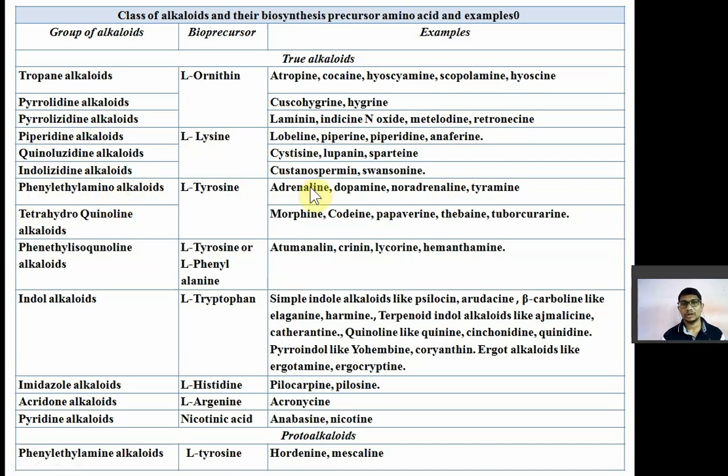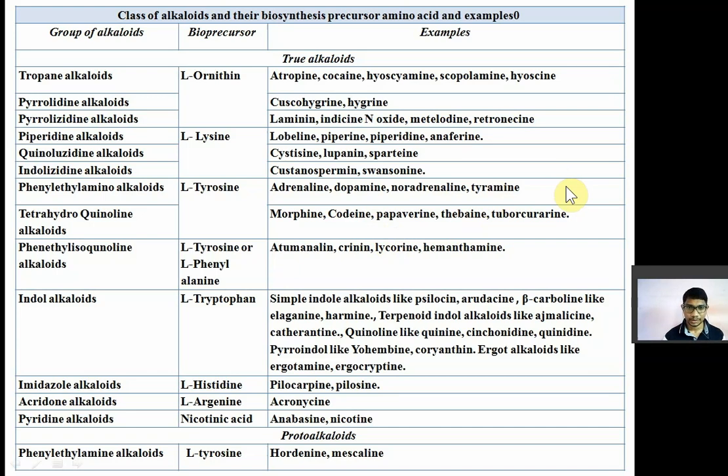Phenylethylamine alkaloids, for example adrenaline, dopamine, noradrenaline, and tyramine. Actually, these are not alkaloids. These are known as biogenic amines. So adrenaline, dopamine, noradrenaline, tyramine, they are not alkaloids. They are known as biogenic amines.